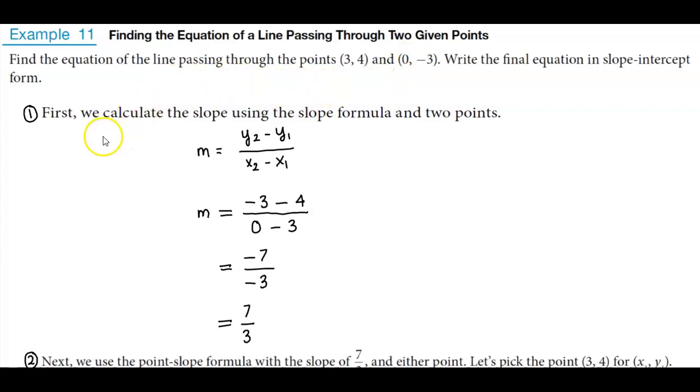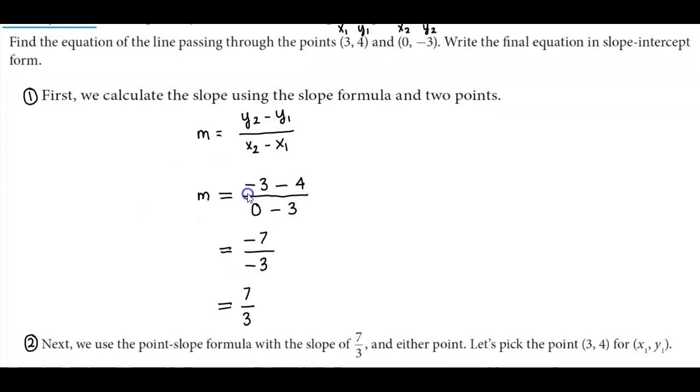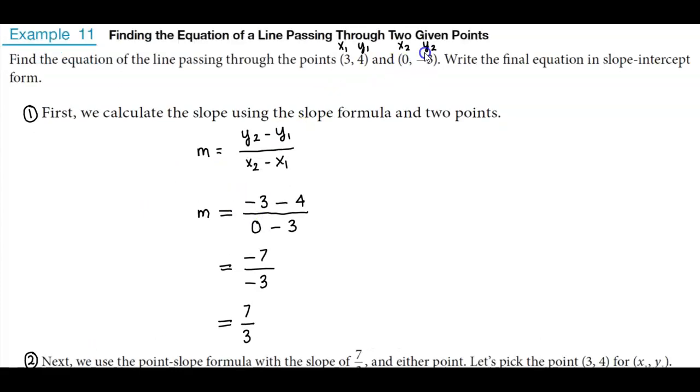So the first thing we need to do is calculate the slope using the slope formula with those 2 points. So we determine which one is x1 and y1. By doing so, we can label 3 to be x1, 4 to be y1, 0 to be x2, and -3 to be y2. So plugging those in, we get m, which is equal to y2, which is -3, minus 4. And then we get x2, which is 0, minus x1, which is 3.